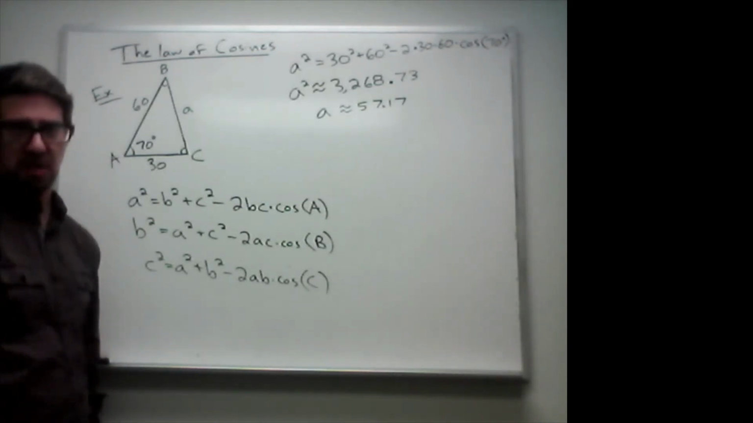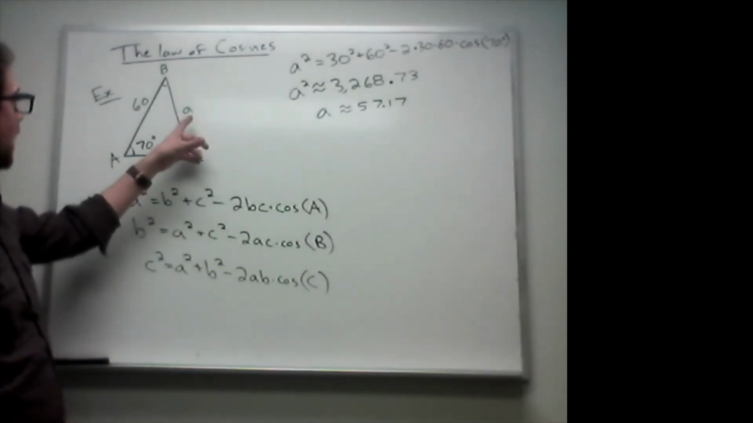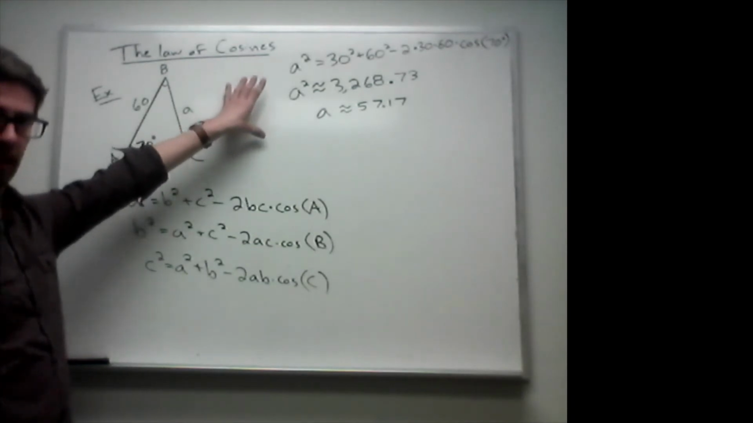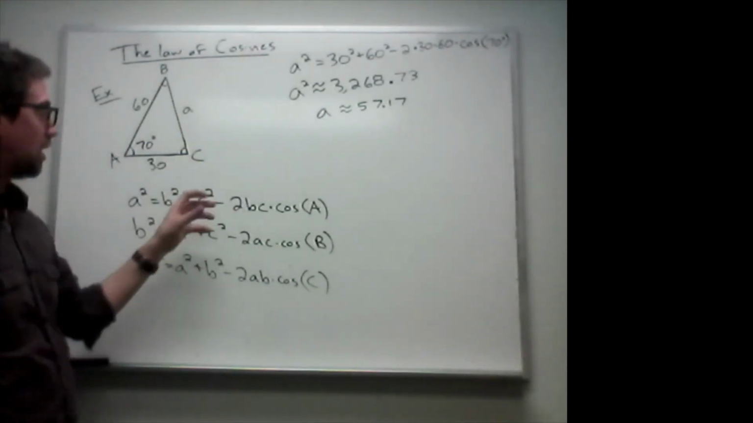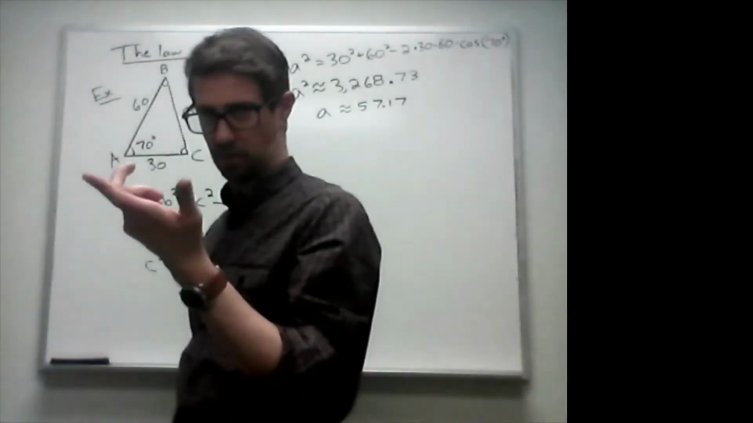Okay, so basically that's the law of cosines. We're not done. We still have two angles to find, right? We don't really have a version of the law of cosines that lets us find angles, although we will very soon.